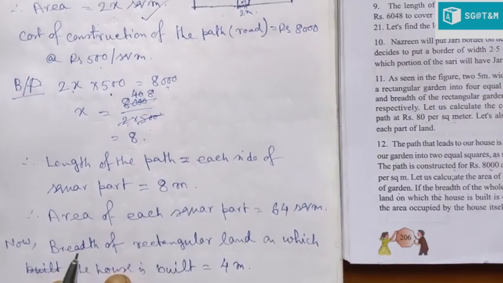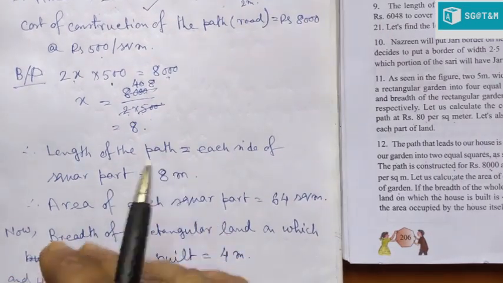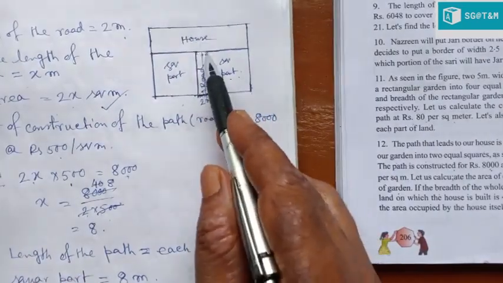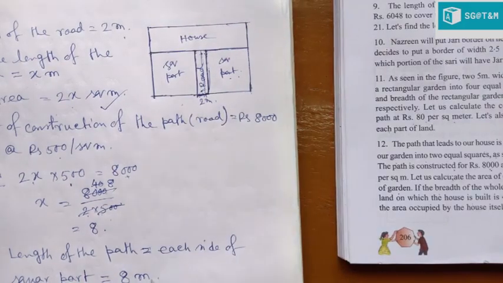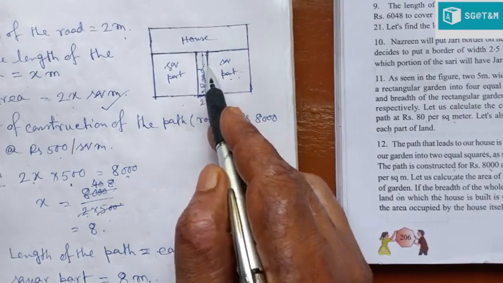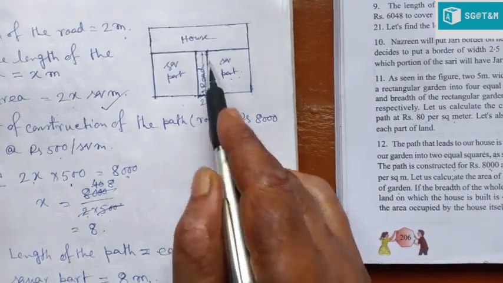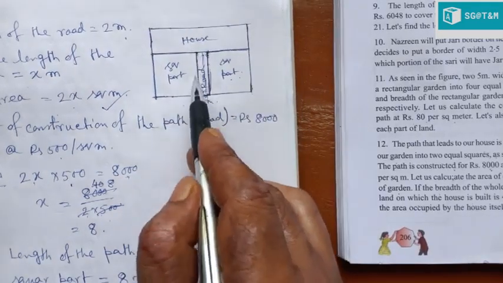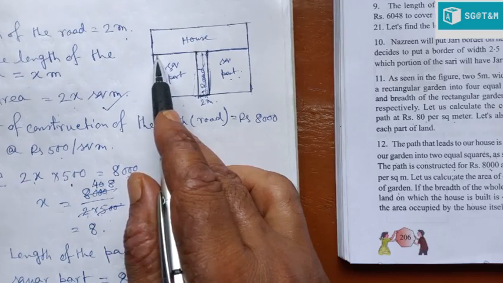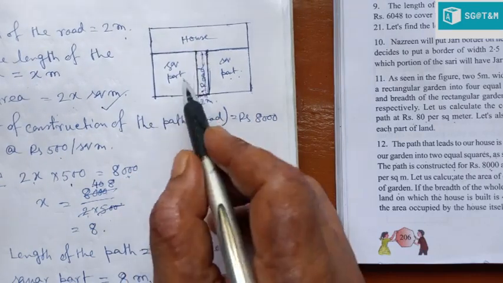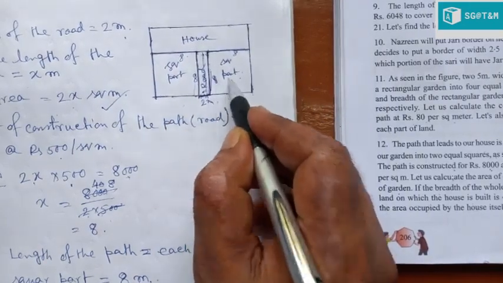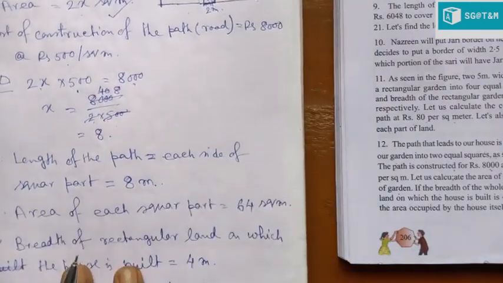Length of path: if x is equal to 8, then this is x, and this is also 8. This is nothing but the side of the square plot. So this is 8, this is also 8, and this is 8. This is another square plot with the same side. So this portion is 8, this portion is 8, this is 8. Clear?